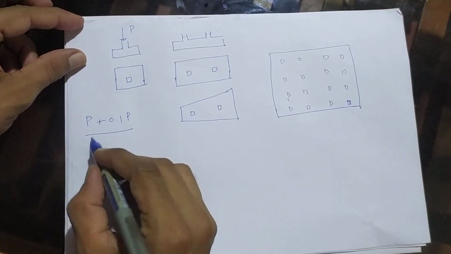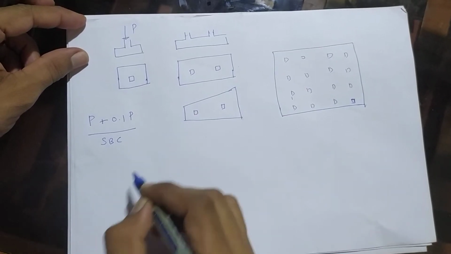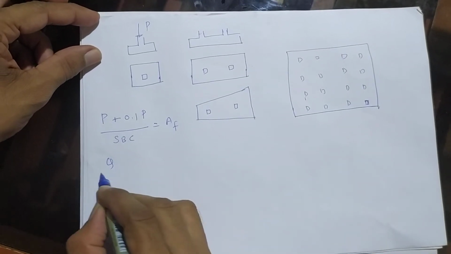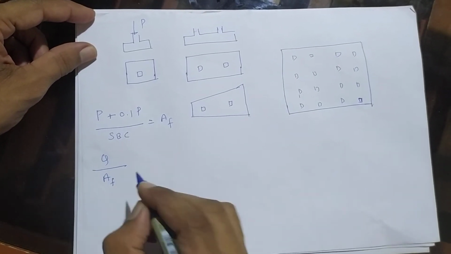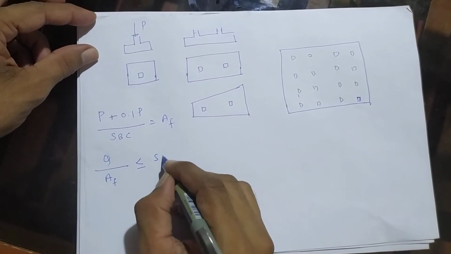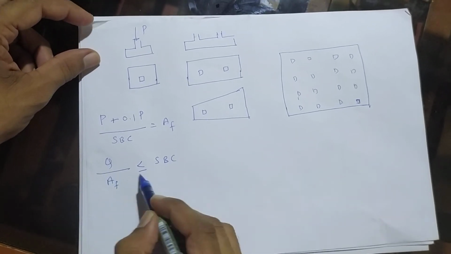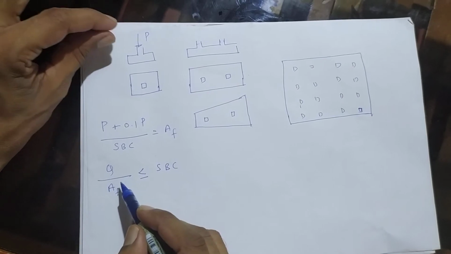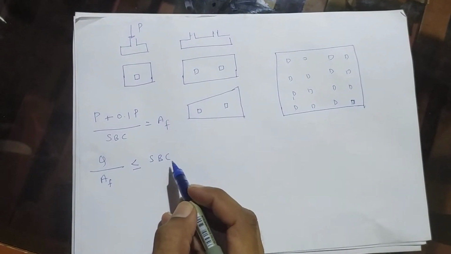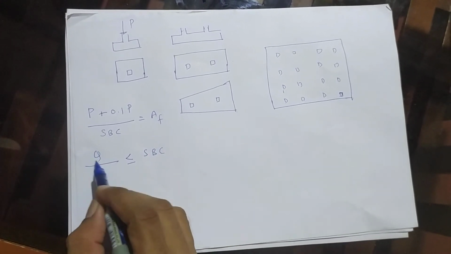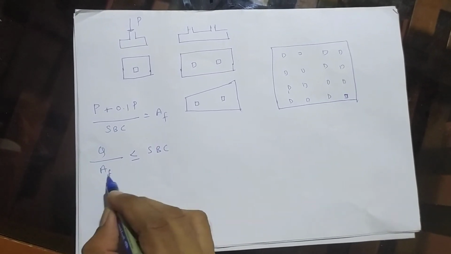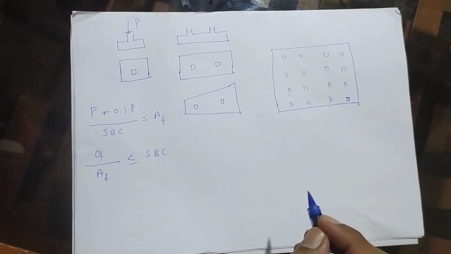Divided by SBC, it will give you the area of foundation required. Or we can say the total load divided by the area of foundation should be less than or equal to the safe bearing capacity of the soil. The pressure coming from the superstructure to the soil should not exceed the safe bearing capacity of the soil. So that Q is nothing but what I had given a different notation for, P plus 0.1 P. So you can get the area of foundation required as Q by SBC, right?